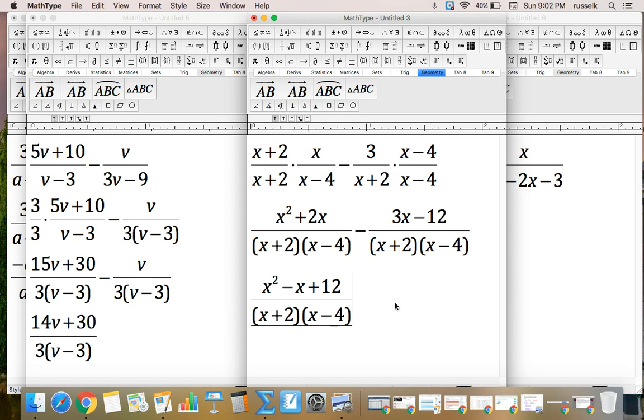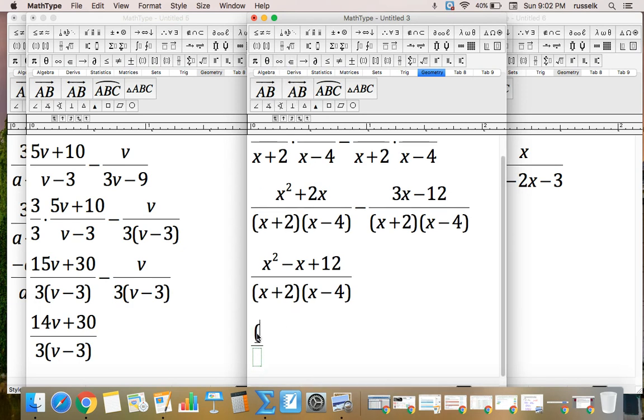Now that we've subtracted and combined them into one fraction, we do want to see if we can simplify this at all. So this goes back to our last few sections. We want to factor anything that we can and then cancel anything that we can. We can factor the top. The top factors down into x minus 4 times x plus 3. And now that we have a common factor of x minus 4 in the top and bottom, in a single fraction, we can cancel it.